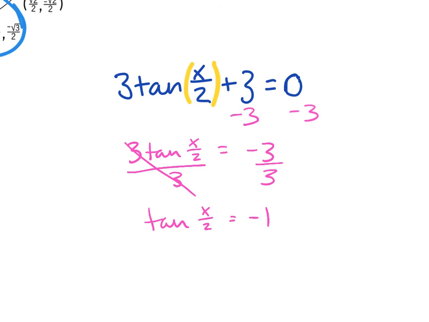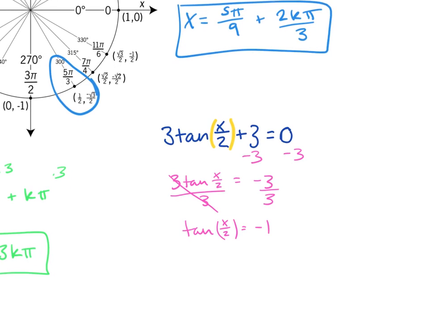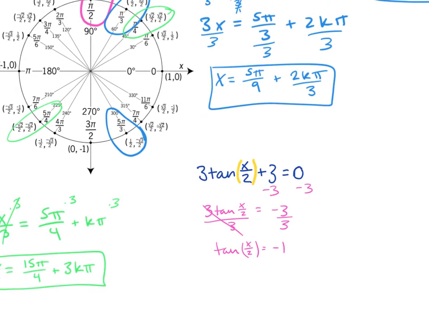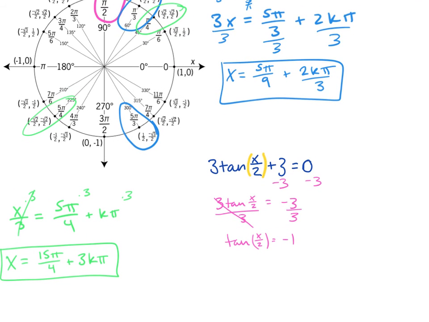Not yet. Before we do that, what do we do? Not yet, because that 2 is inside the tangent there. So how do we find the tangent of x over 2 is equal to negative 1? You have to look at the unit circle. So once we get the trig function all by itself, that's your cue, go to the unit circle. So when is tangent negative 1?